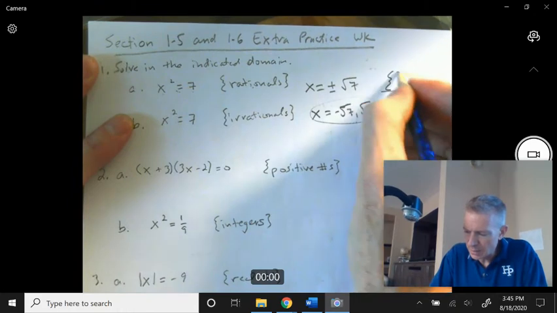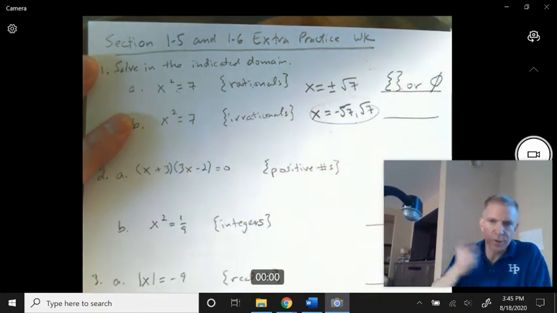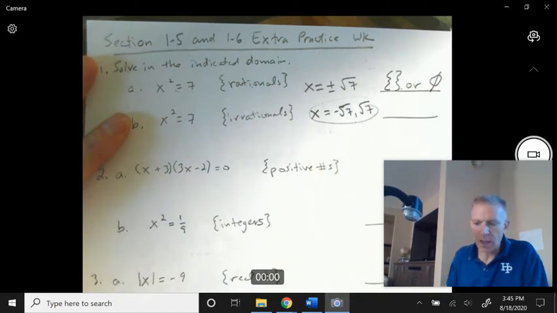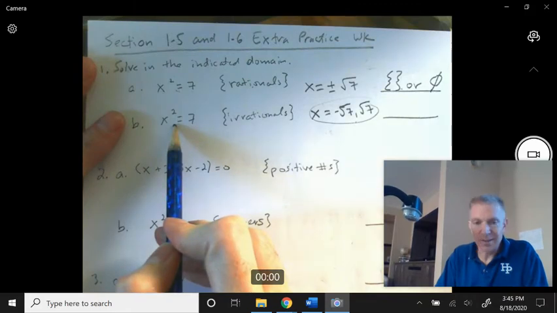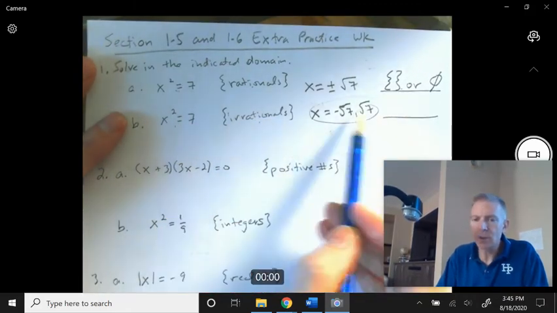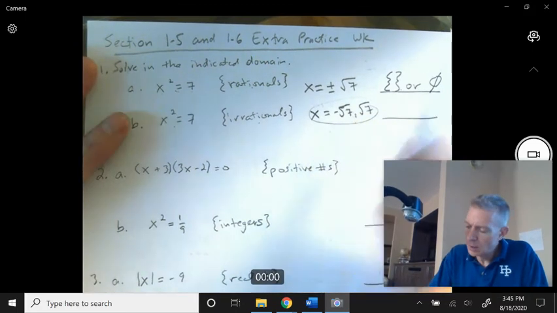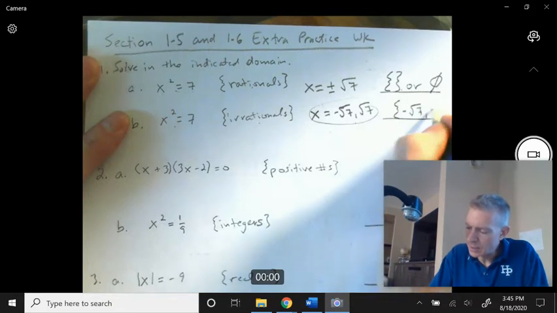You can write the empty set this way, or you can write simply the empty set, or you could even write out the words no solution if you like. Okay. For this one, now we're solving over the domain of irrational numbers. And these are both irrational numbers. So we can say that that set includes negative rad 7 and positive rad 7.